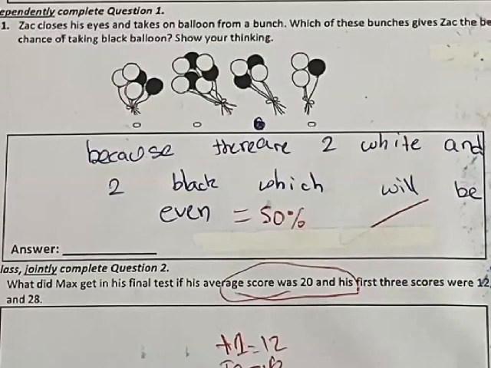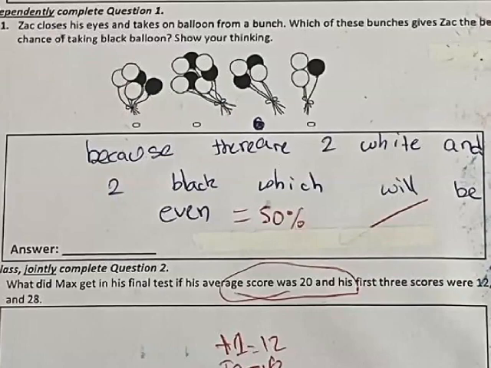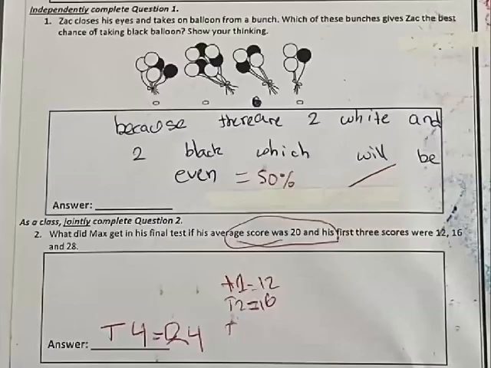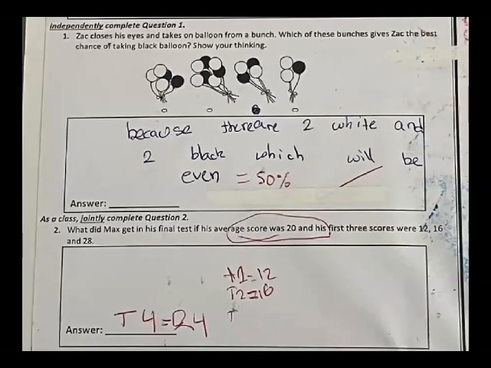What did Max get in the final test if his average score was 20 and his first 3 scores were 12, 16, and 28? Okay, let's see how we have to solve this. Let's see in the next page, or we'll solve it here. Do you have any place here? Okay, we'll solve it here itself. There's no place left. Chalo, bismillah.